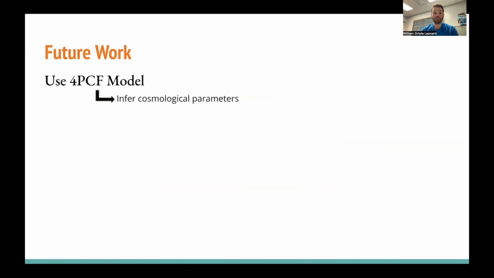With this, we arrive at our future work, where we plan to use the 4-point correlation function model to infer cosmological parameters such as the matter density and dark energy density. We also plan to do a BAO and RSD fitting such that we can measure the cosmic distance scale, and we can also measure bias parameters. But most important for this conference is going to be to compare our results against our fiducial cosmology.